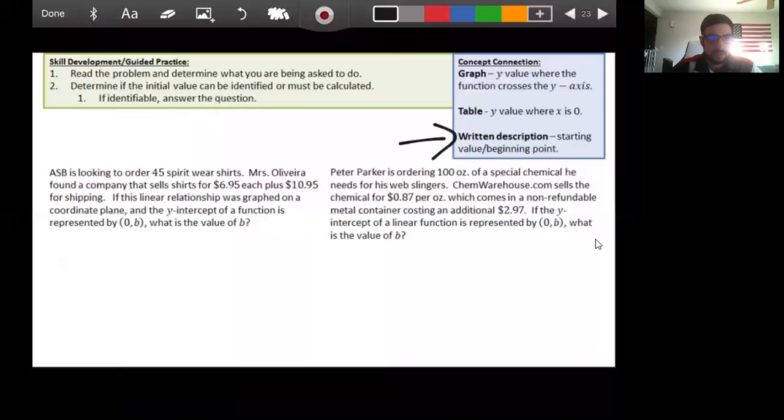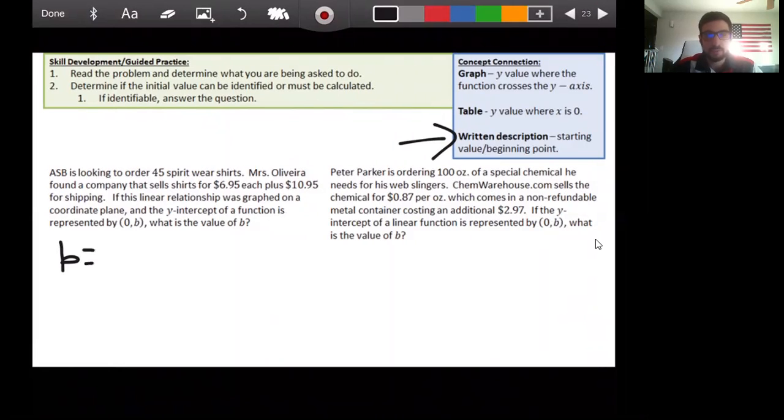So ASB is looking to order 45 Spirit Wear shirts. Mrs. Oliveira found a company that sells shirts for $6.95 each, plus $10.95 for shipping. If this linear relationship was graphed on a coordinate plane and the y-intercept of a function is represented by 0, b, what is the value of b? This is telling me I need to find my y-intercept, which is my b.